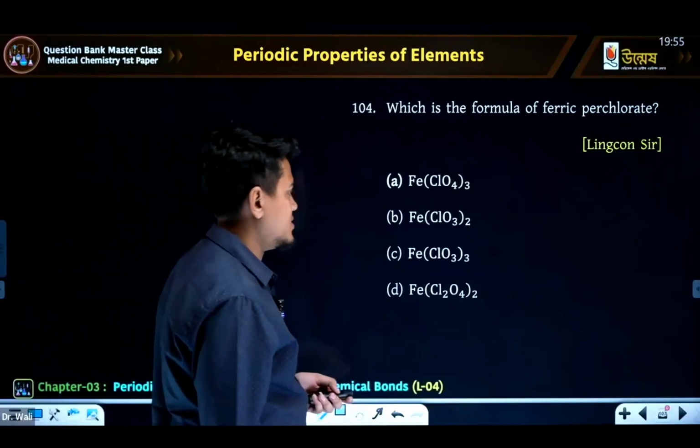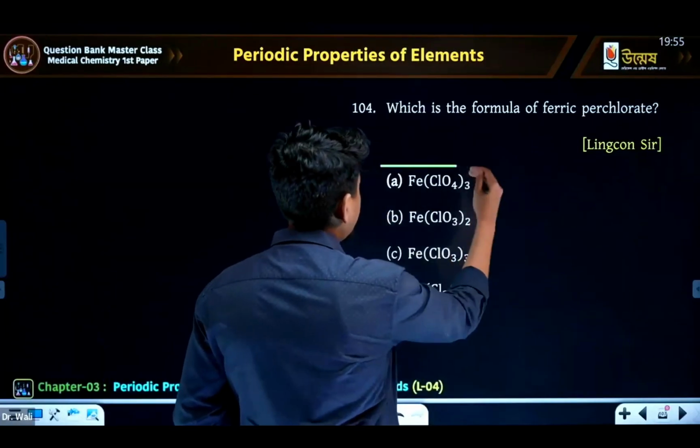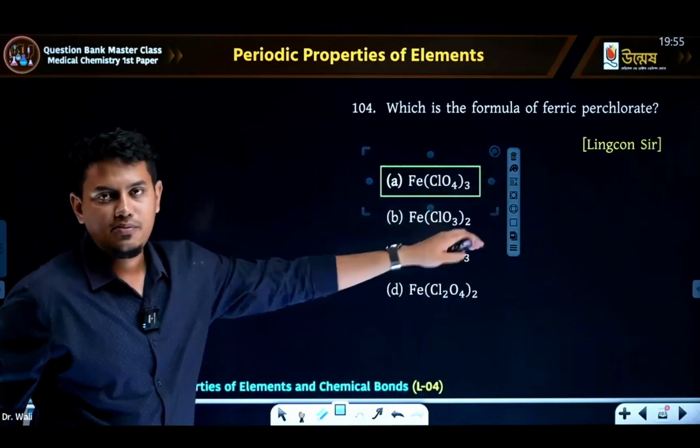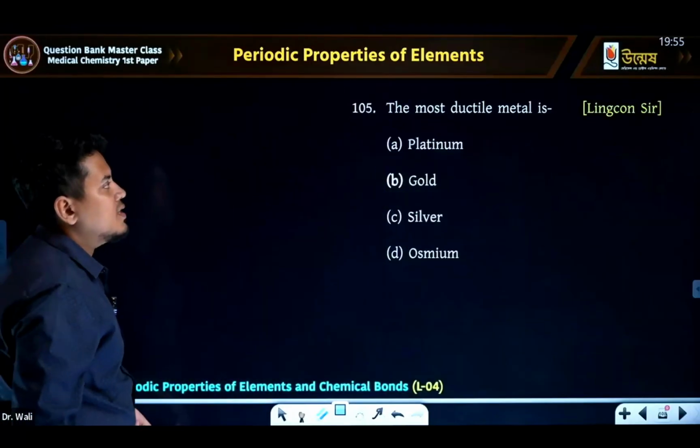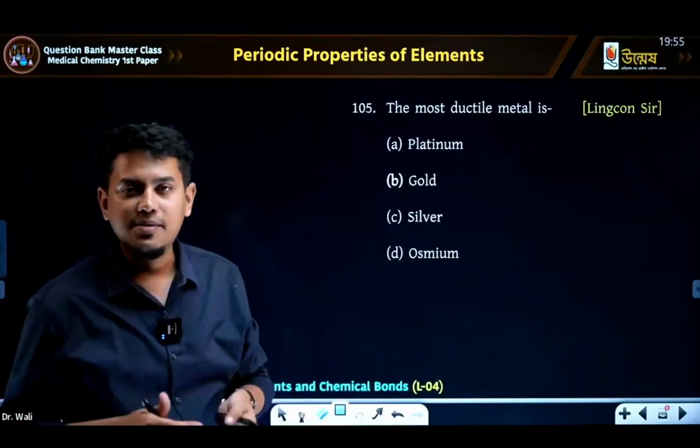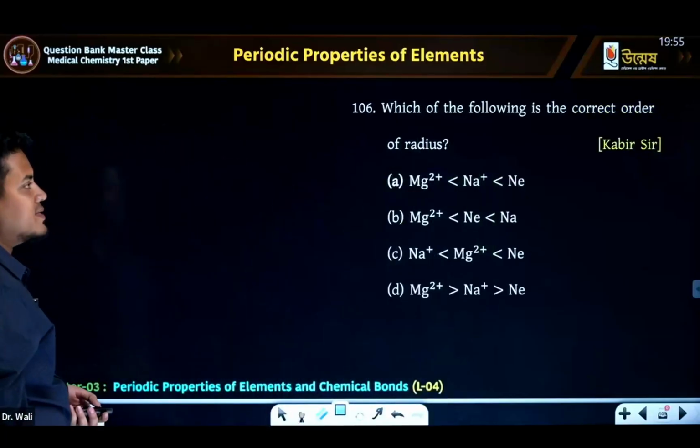Which is the formula of ferric perchlorate? The actual formula of ferric perchlorate is this one. ClO4 is the perchlorate ion, and for ferric, it should be +3. The most ductile, I mean, it can be converted into any shape. It is gold.